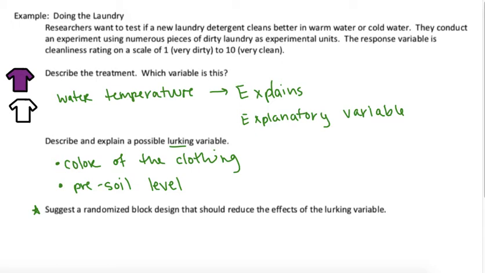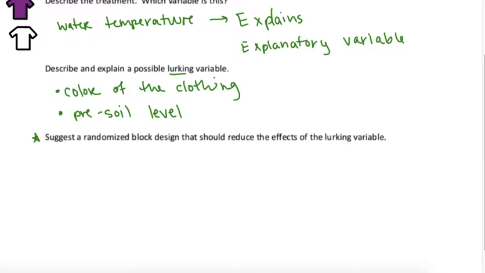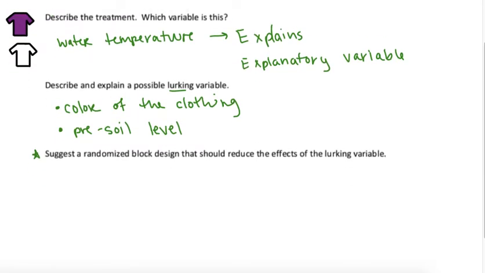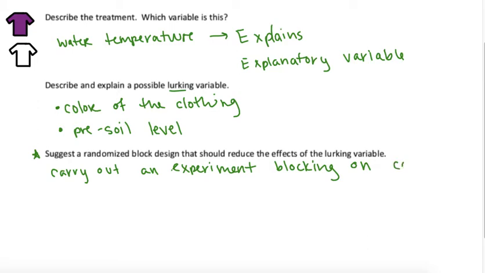Our goal here is, can we suggest a randomized block design that would reduce the effects of these lurking variables? Okay, so we would want to maybe carry out an experiment blocking on color. So whites and colors separately.